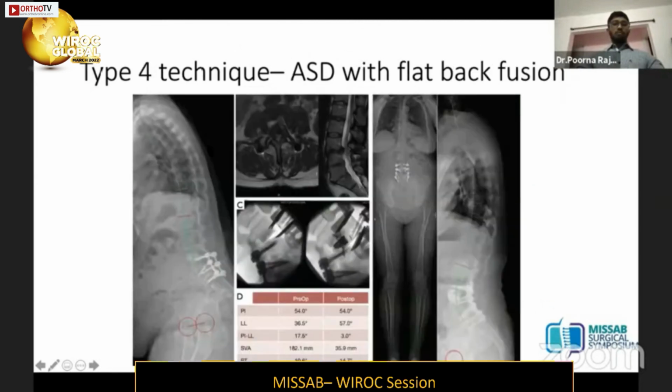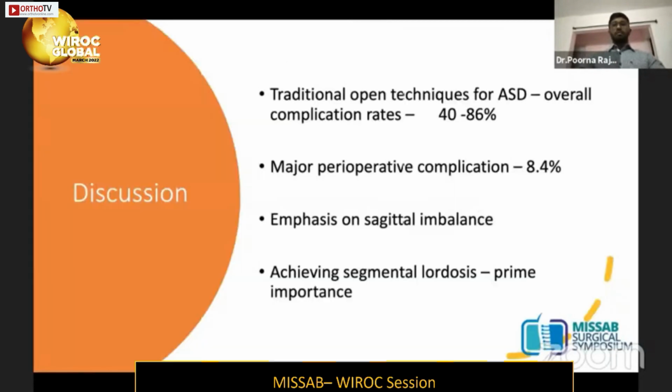So this one is a type 4 technique. Here you can see a mild flat back across the fused segment, and the adjacent segment is giving very much sagittal imbalance. So they have used a hyperlordotic cage at the adjacent level to correct the sagittal profile, because this segment has fused already and they don't want to disturb it. This is an example of a type 4 technique.